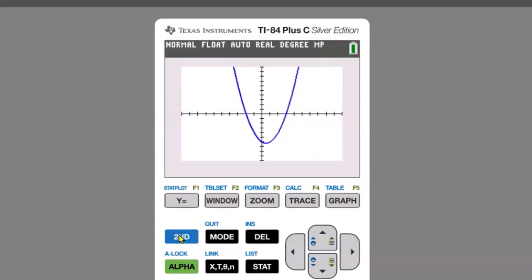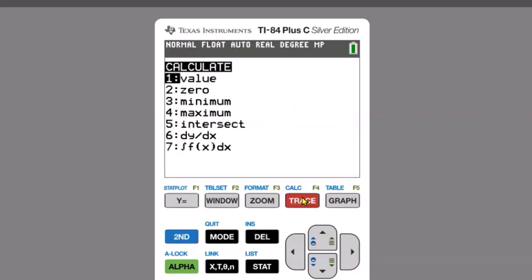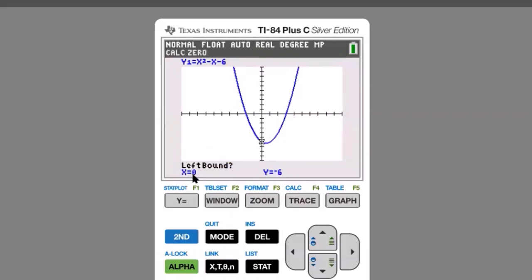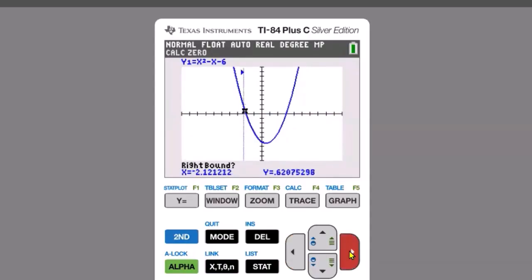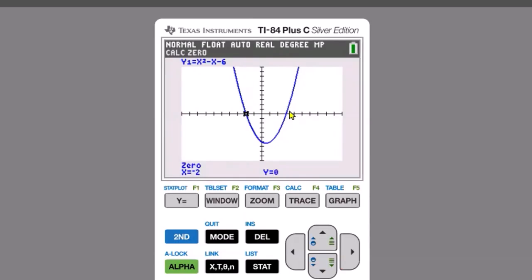But if you're unsure, we can always go to calculate. So second function trace, we want to calculate the zeros, and then we follow the instructions here on the left. If we try to find this left 0, we're going to move the cursor left bound, enter, to the right of that 0, enter, ask it to guess, and it is in fact at -2.